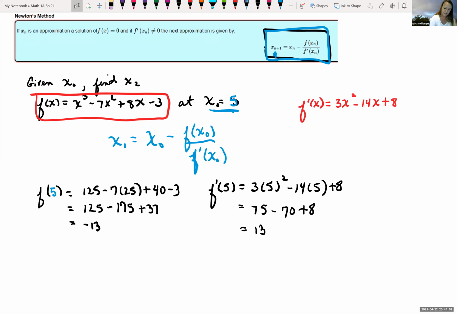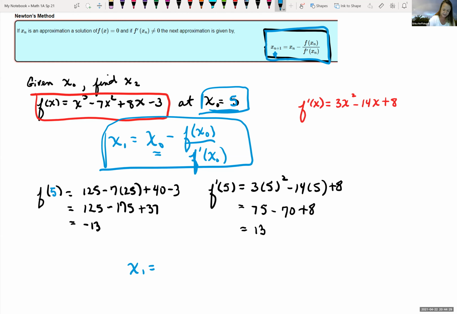So if we look at what x of 1 is, plugging it into this formula, this is equal to my x of 0 value, which was given to us. Sometimes you might have to make that choice yourself, 5, minus f of 5, which we found to be negative 13, all over the derivative at 5, which we found to be positive 13. So really that's 5 plus 1, which is 6. It wants us to find x of 2, so we need to apply this process again.